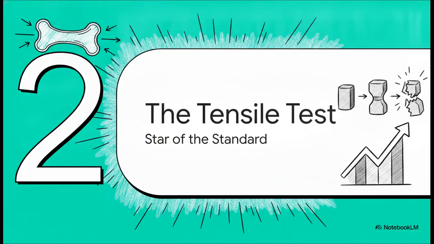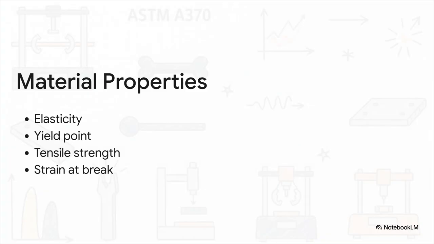Moving right along to Section 2, the tensile test explained. This is really the star of the standard. That brings us to arguably the biggest focus of the entire ASTM A370 standard. When we subject a carefully prepared specimen to a constantly increasing measured load until it literally breaks in half, we're looking for 4 specific vital metrics.